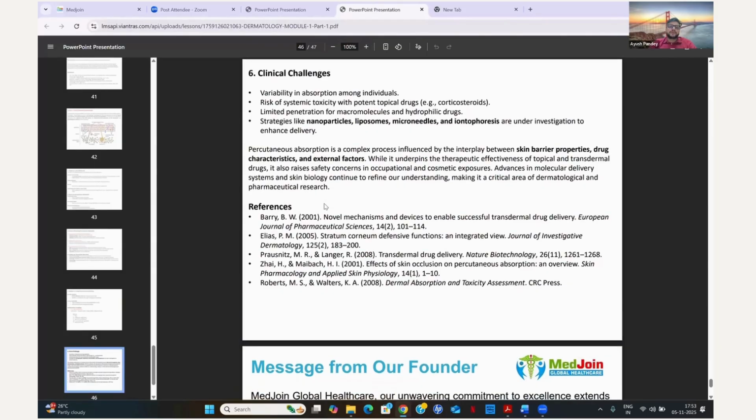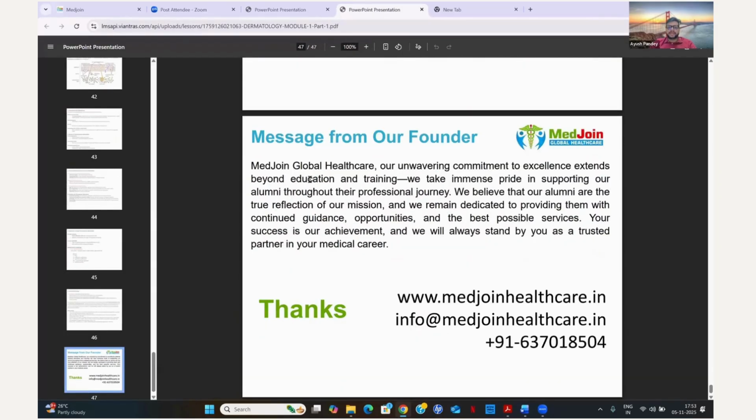So a lot of research has been going on because percutaneous absorption is definitely a complex process. And a variety of factors play an important role in percutaneous absorption, like skin barrier, drug characteristics, and external factors. So hereby I end my presentation, and this was all about the overall anatomy and physiology of the skin, which has to be understood before we go into the core dermatology section.